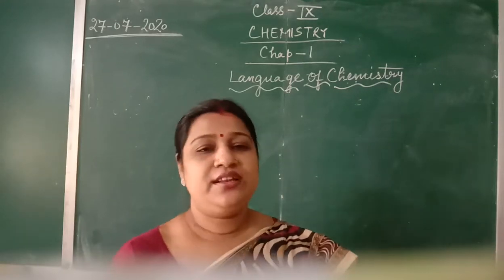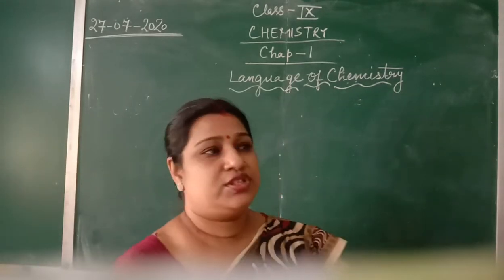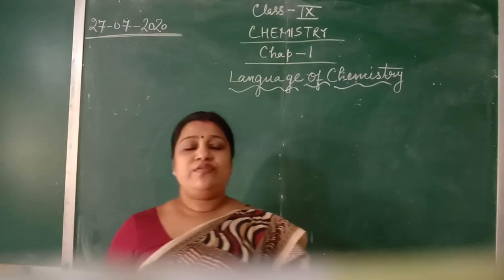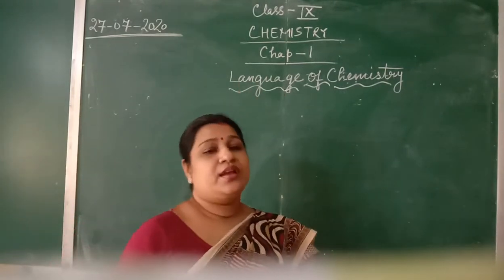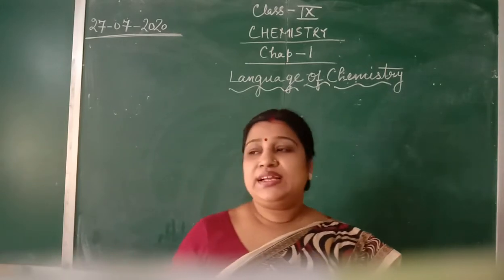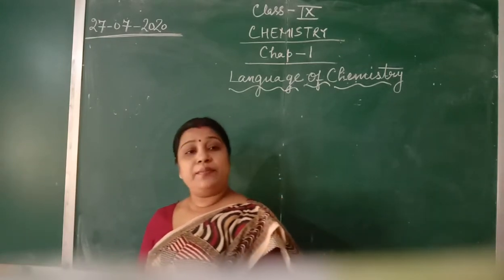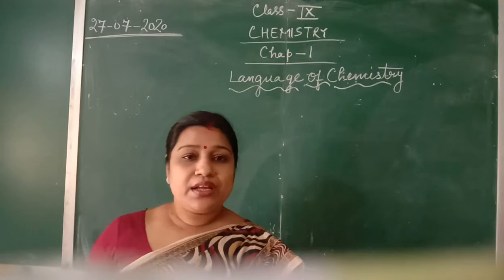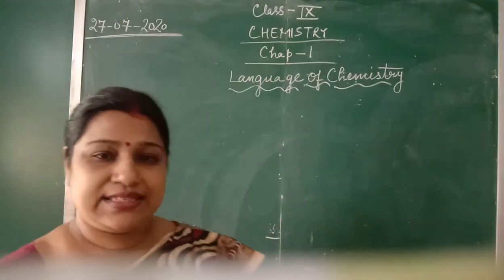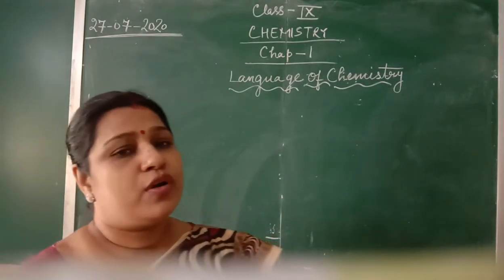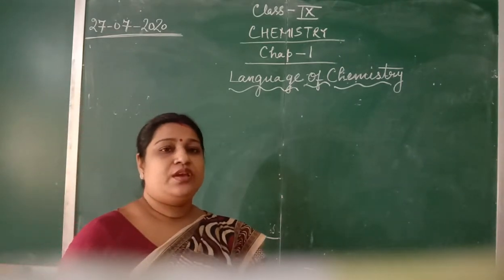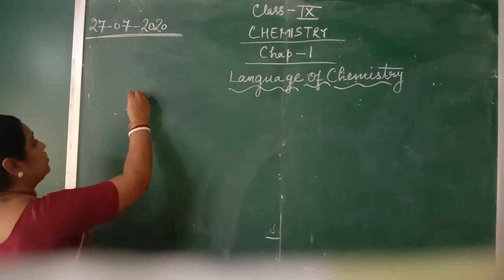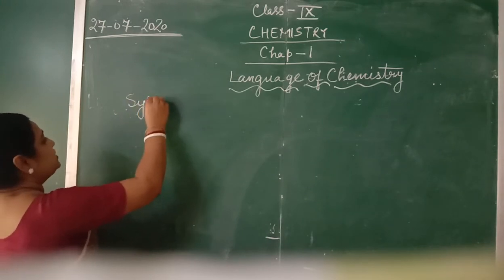Good morning, children. Today I am going to teach you chapter 1 of class 9, language of chemistry. In this chapter, today we will discuss symbols, chemical formula, valency and the formation of chemical formula after knowing the valency. So, first we are going to discuss what is symbol.